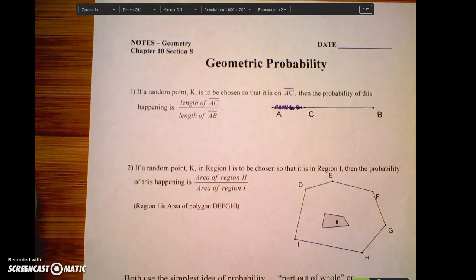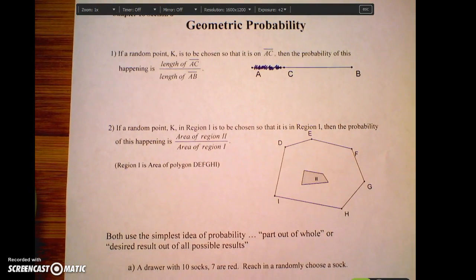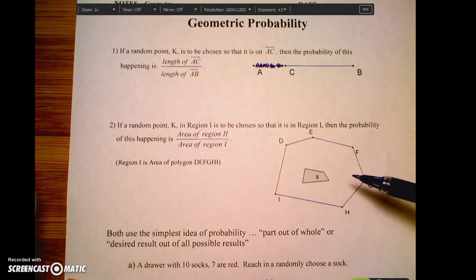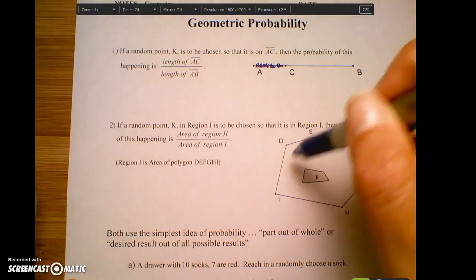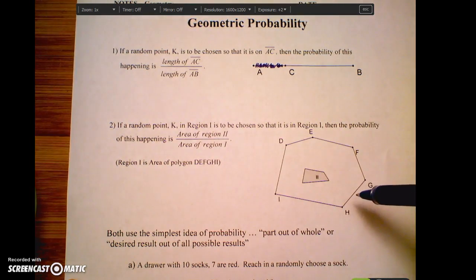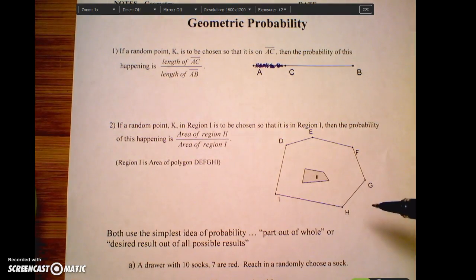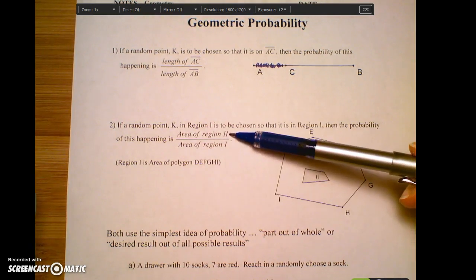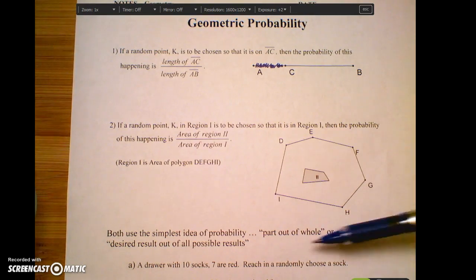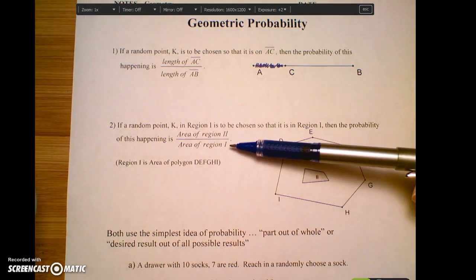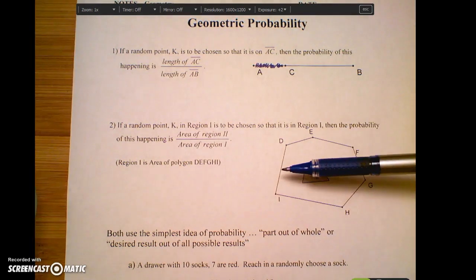In the second situation, we are going to look at probability in terms of areas. So if we were to randomly choose a point that we know is going to land inside of this polygon, what's the probability that it lands in region 2? Well, once again, our desired location is the area of region 2. All possible locations are the area of region 1, and region 1 again is just this giant polygon.